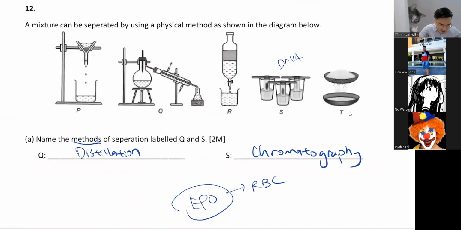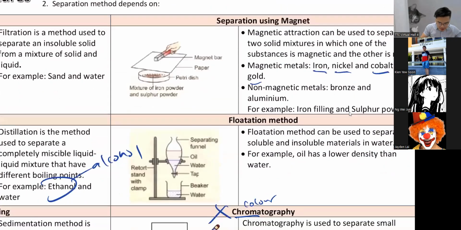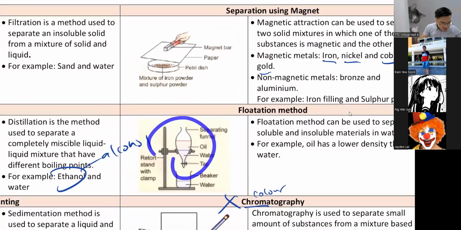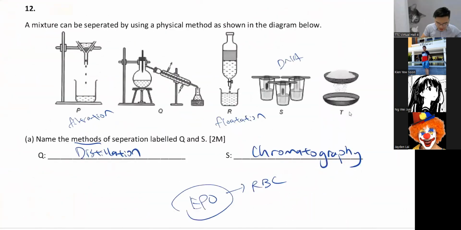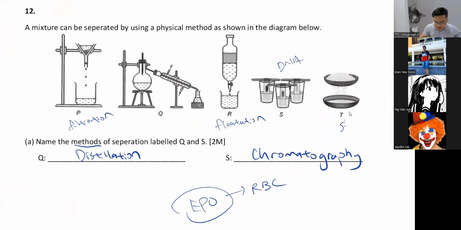So that's your chromatography. But let me name all of them. This is filtration. Okay, P is filtration. R is flotation. This is how you separate oil. We mentioned that last week also. Flotation. All right, and then T is sieving. This is how your mom sieves her flour.